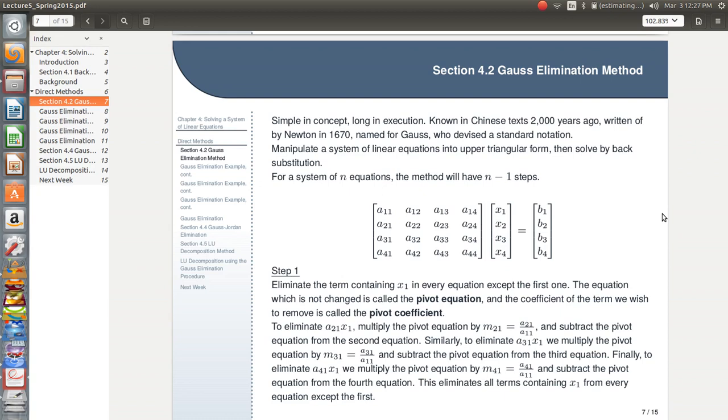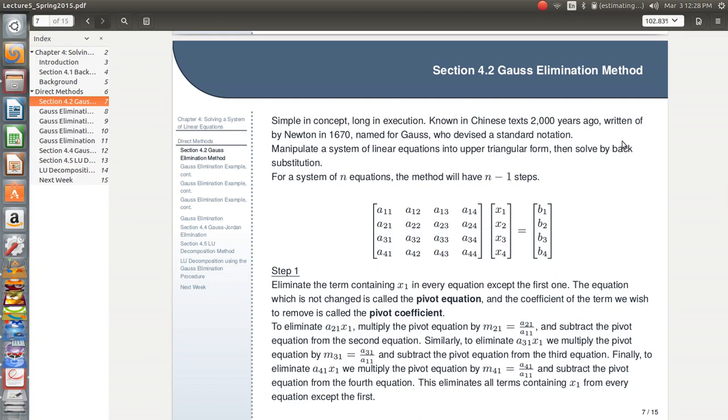So what I'm going to go through here should be just a review. Now this is a very old method. It was first described in some Chinese texts around 2,000 years old. It was written of by Isaac Newton in 1670, but the guy who got the credit for the name was Gauss. He devised the standard notation that makes it a little bit more tractable, and so his name got tagged to it. This manipulates our linear equations so that we're in upper triangular form, which then allows us to do a back substitution for a solution.